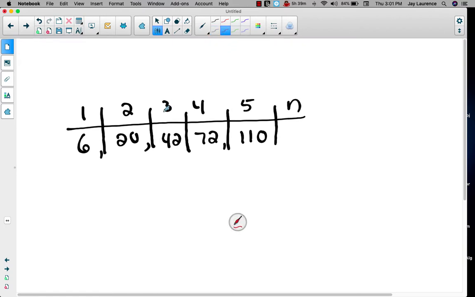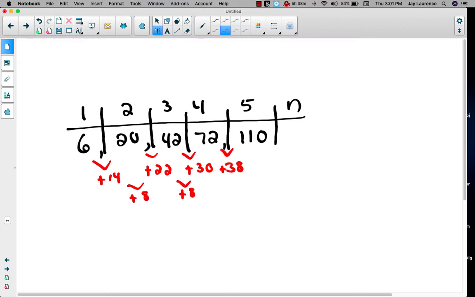All right, so I go looking for my first differences. So that's add 14. And that would be add 22. Okay, and that would be add 30. And let me see, 72, 18, that would be, oh, not 18, 28, and then 10, that would be 38, right? Okay, so then my second differences are plus 8, and plus 8. Oh, I like that.